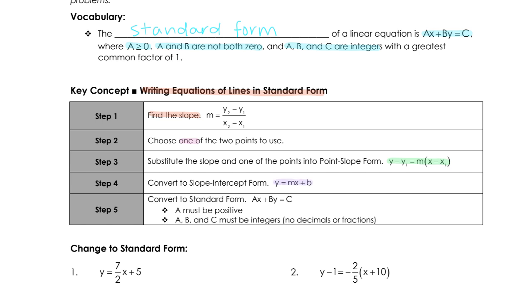Basically what I need you to understand is steps 1 to 4 are not anything different than what we've been doing in day 1 and day 2. Day 3, though, is step 5. That's going to be the newest part of today. So step 5, convert to standard form, ax plus by equals c. There's two rules that we have to follow here. A has to be positive at the end of our answer, and then A, B, and C must be integers, and that means no decimals or fractions. We will have several of these examples come up. We will talk about how to take care of those problems.